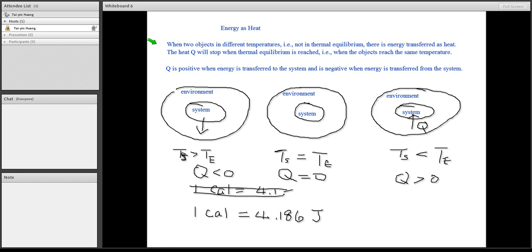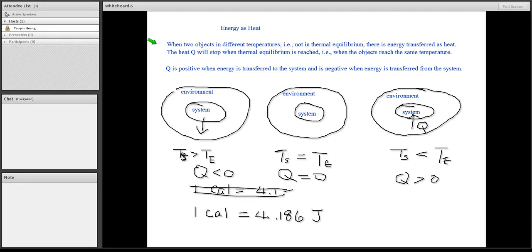Then there's going to be an energy transfer as heat. Heat is one kind of energy, and when there's a temperature difference, the heat is going to flow from the hotter object to the colder object. And when will the heat transfer stop? The heat will be transferred until these two objects reach thermal equilibrium. In other words, the heat will continue to flow until both objects have the same temperature.